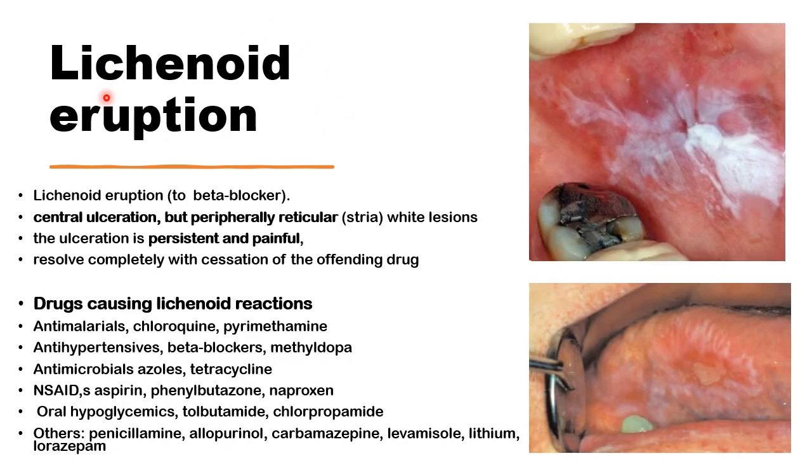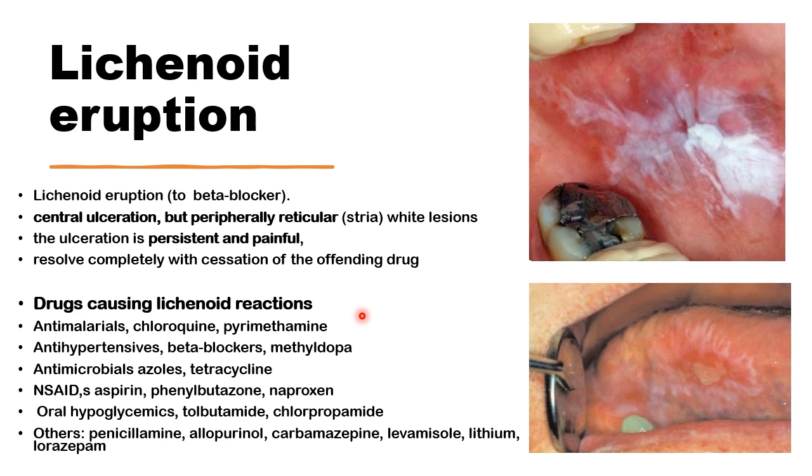Lichenoid eruption is an example of a hypersensitivity reaction to certain medications. Here the agent was a beta blocker that caused a central necrosis, but with peripheral reticular white striae coming out from the central necrosis. The ulcer would be painful, but it would resolve completely after stopping the medication.